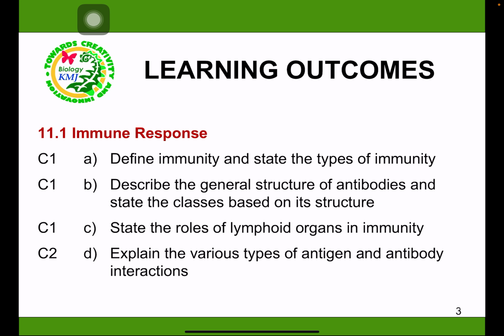We have two subtopics under immunity, the immune response and development of immunity. Now let's see the learning outcomes. For 11.1 immune response, you have to know how to define immunity and state the types of immunity. Describe the general structure of the antibodies and state the classes based on its structure. State the roles of lymphoid organs in immunity and explain the various types of antigen and antibody interactions.